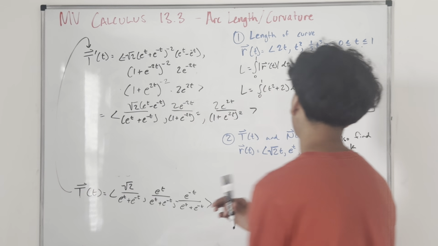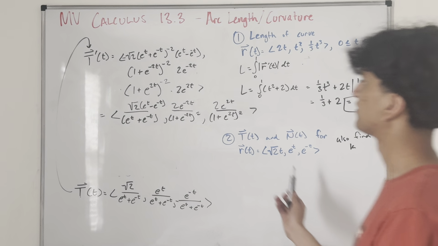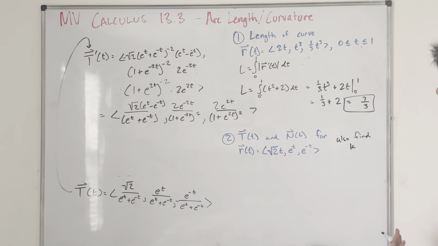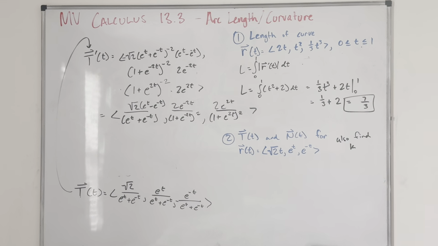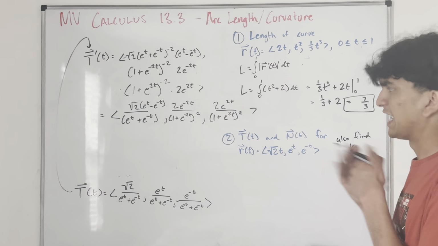Now, no, this is the derivative of the tangent vector. To find the normal vector, you have to take the magnitude of this and then divide it by this stuff, which I might not do. I'm not going to do it just because I know it's going to take a little bit of time. And honestly, I don't know if I'm doing this right. So maybe I'll post a solution. But yeah, this is kind of a crazy problem.